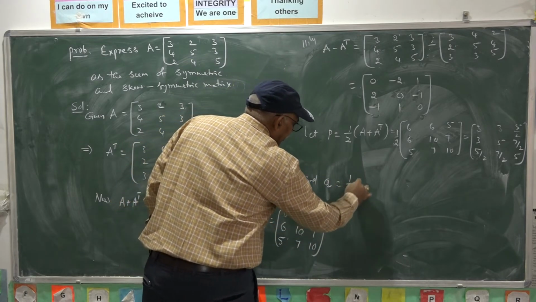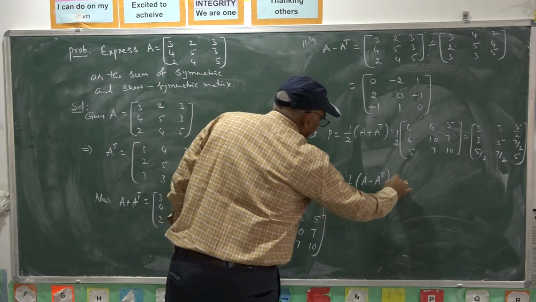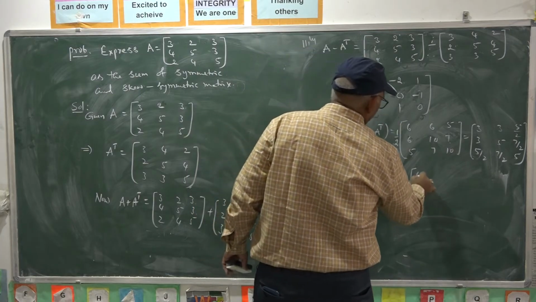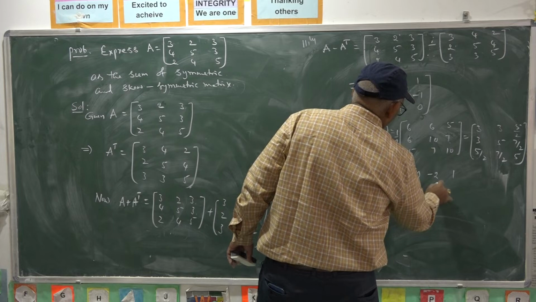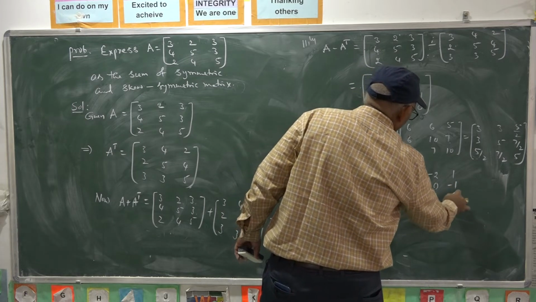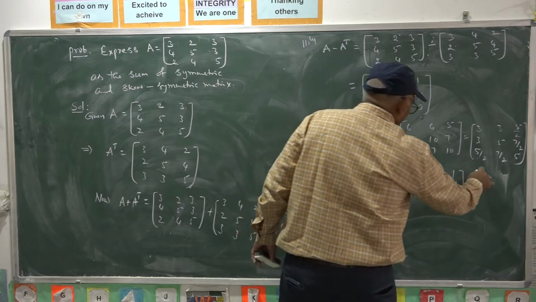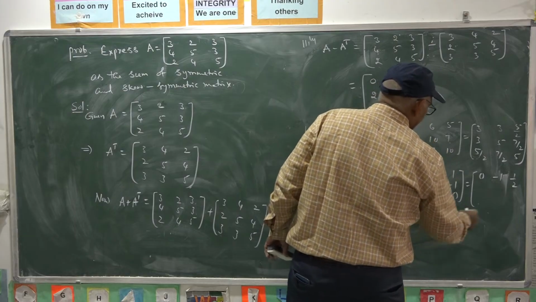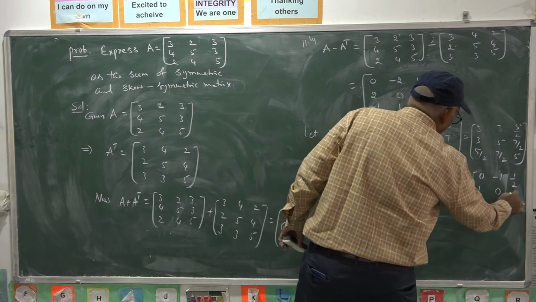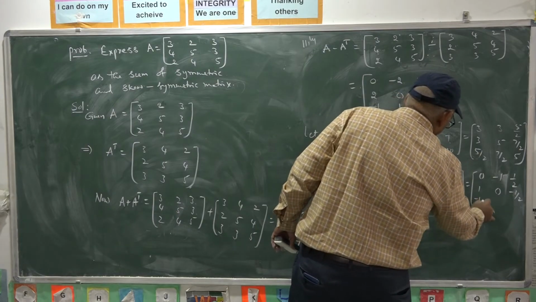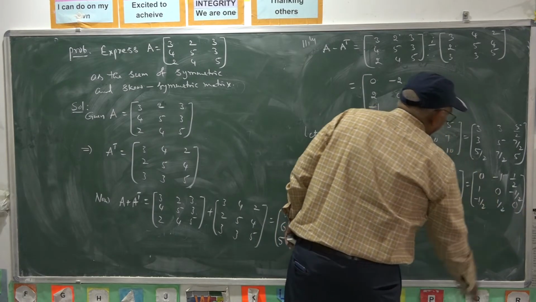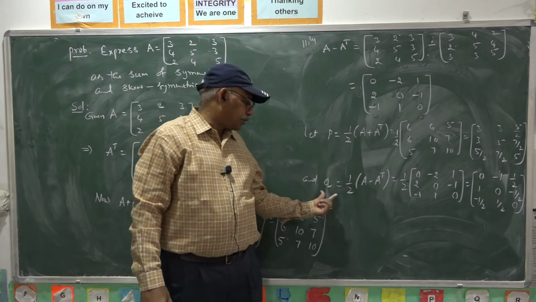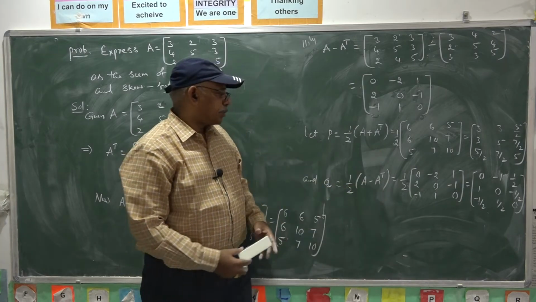Again, Q is 1 by 2 into A minus A transpose. That is 1 by 2 into A minus A transpose is 0, minus 2, 1, 2, 0, minus 1, minus 1, 1, 0, which is clearly 0, minus 1, 1 by 2, and this is 1 and 0, minus 1 by 2, minus 1 by 2, 1 by 2, 0. Here P is half of A plus A transpose, Q is half of A minus A transpose.